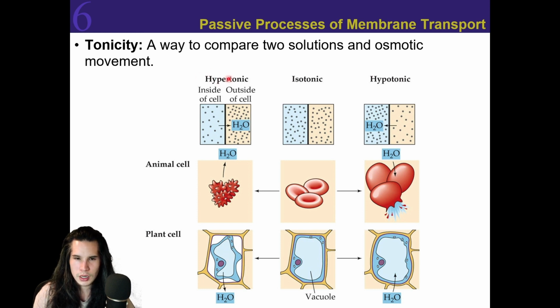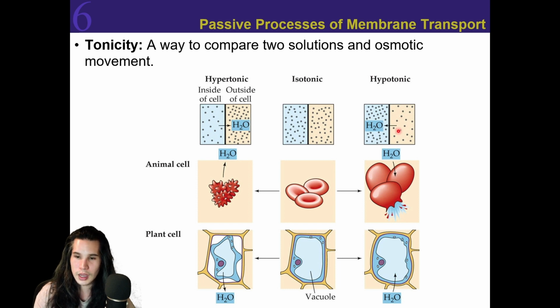So hypertonic refers to the outside substance having a hyper concentration, hyper meaning high or a lot. So a high concentration relative to the inside. Iso means same, so that means you have the same concentration of solute on the outside as you do on the inside. And then at the very other end of the spectrum, we have hypotonic, meaning you have a low concentration of solute on the outside of the cell relative to the inside of the cell.